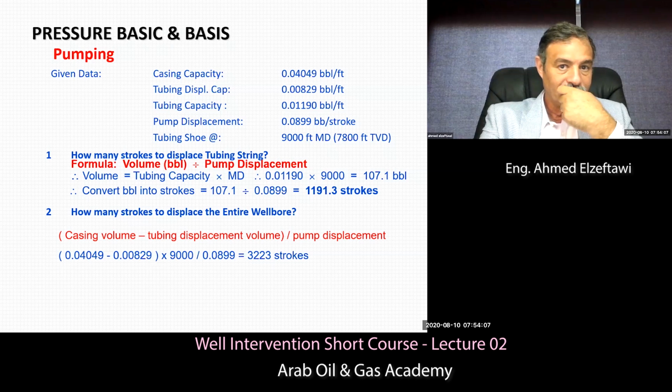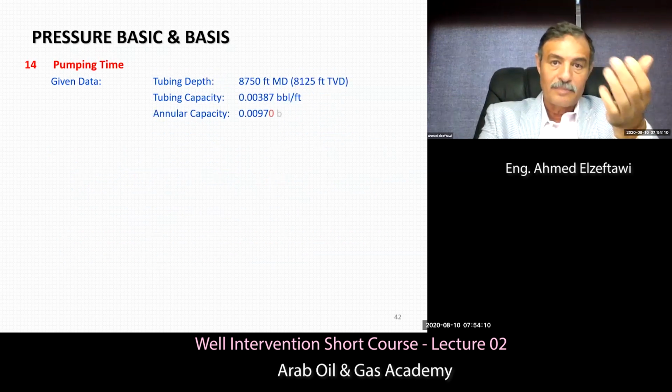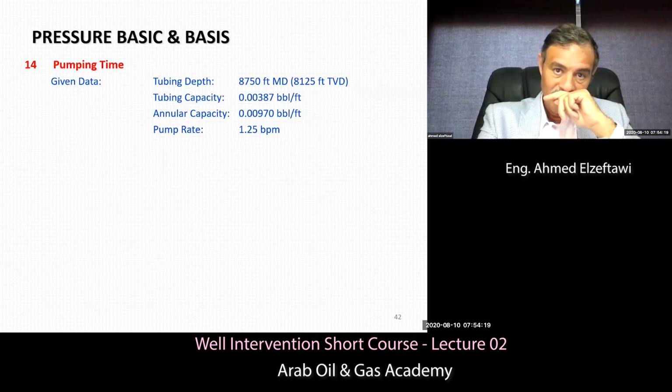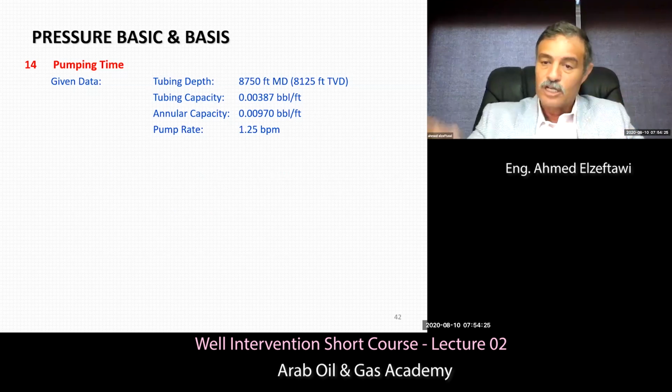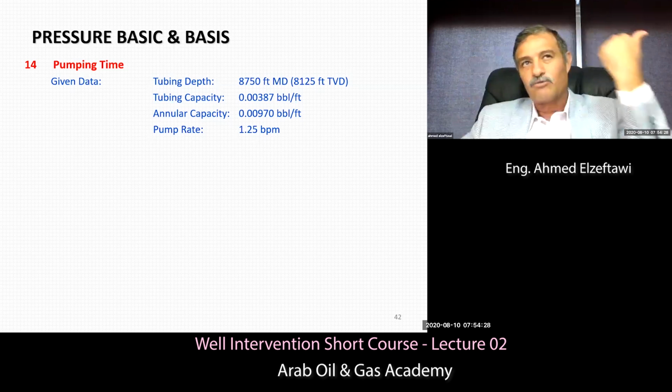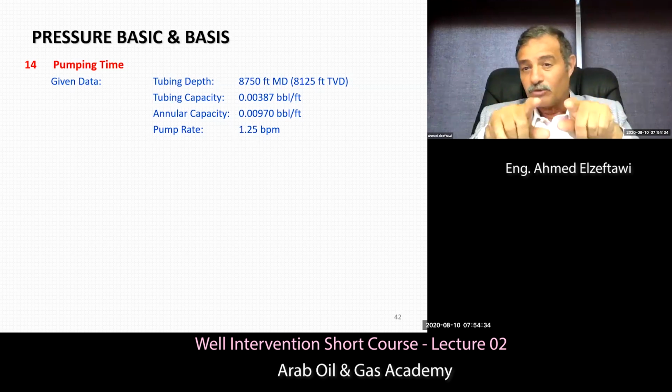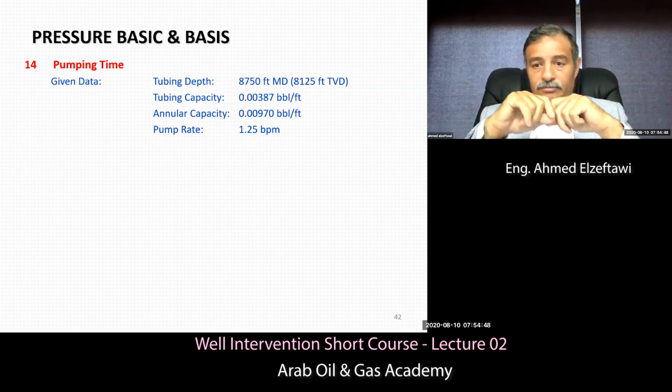Another example, we have data: tubing depths, again measured depths and TVD, to see which one you will use. And now we know that for volume we use measured depths. We have the tubing capacity, barrel per foot, and we have the annular capacity, barrel per foot. So now we need to calculate the total volume and go to the second way, which is tubing volume plus annular volume. And we have the pump rate, which is not barrel per stroke, but it is BPM, barrels per minute. Each minute, this pump displaces this amount of barrels.